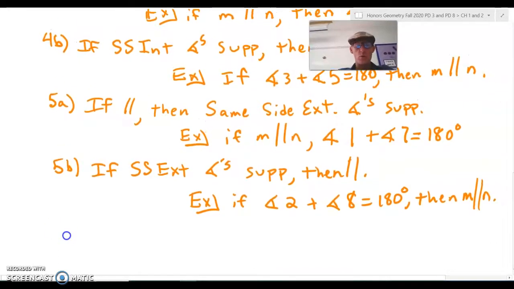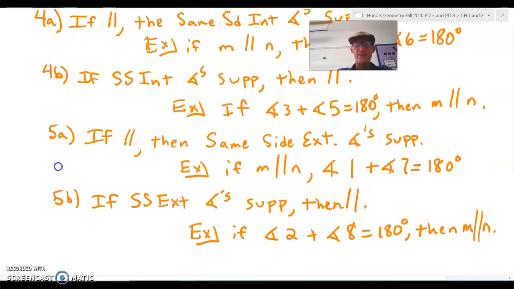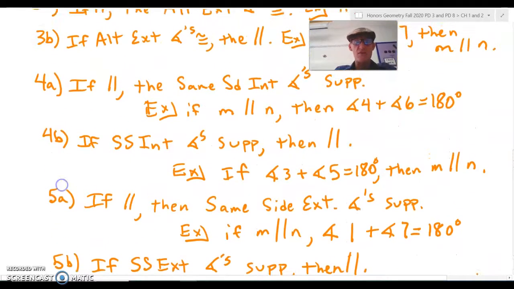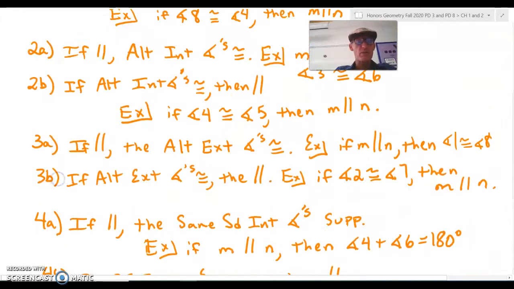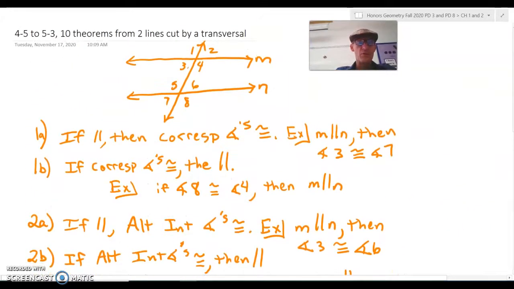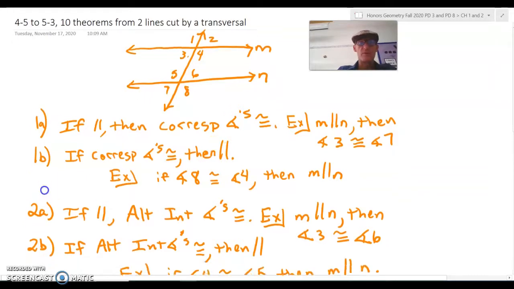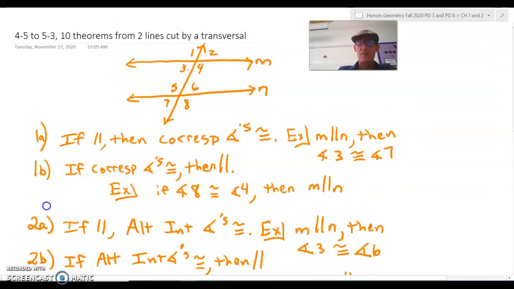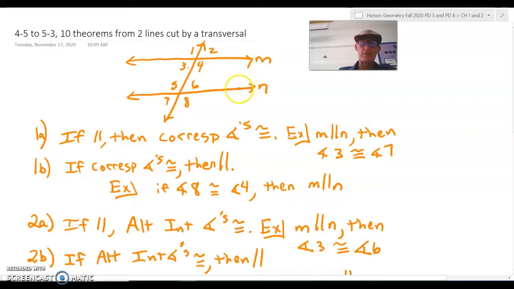Okay, so that pretty much summarizes the 10 formulas. Let's go back. If the lines are parallel, the corresponding angles are congruent. Okay, so 8, 4, 3, 7, 5, 1, 2, 6. If the corresponding angles are congruent, then the lines are parallel. If angle 8 is congruent to angle 4, for example, then M is parallel to N.